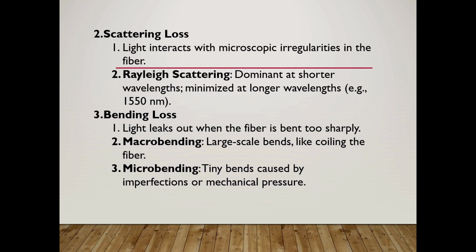The two types of bending loss are macro bending and micro bending. Macro bending is a large scale bend, like when the fiber is coiled or curved too tightly. This causes light to leak out of the core, whereas microbending is tiny and almost invisible. This is caused by imperfections in the fiber or external mechanical forces. Microbending is usually caused during the manufacture of optical fiber. This can disrupt the light path and lead to scattering of the signal.